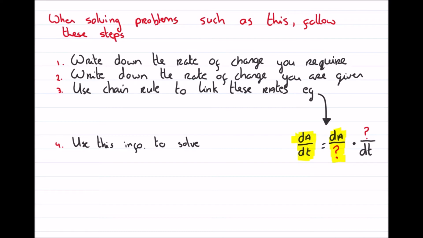And now use chain rule to link these. So what I mean by that is, I now look for another rate of change that I can get, and I multiply this by that, and I will end up getting the rate of change I want, so long as this question mark and this question mark, whatever goes in there, is the same. And then I use this information to get my desired rate of change, this dA/dt. It'll make a lot more sense when we actually do a question.